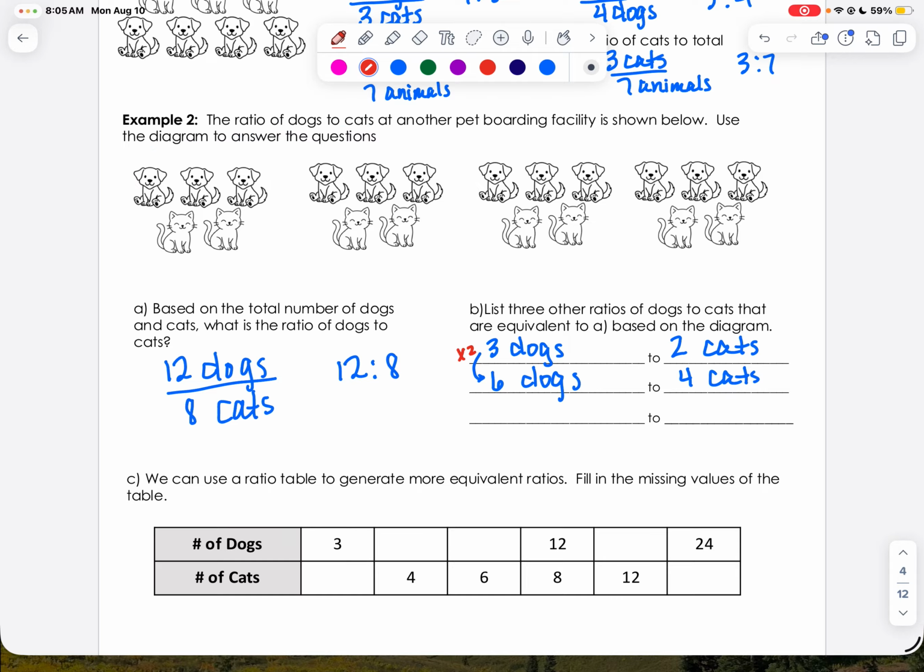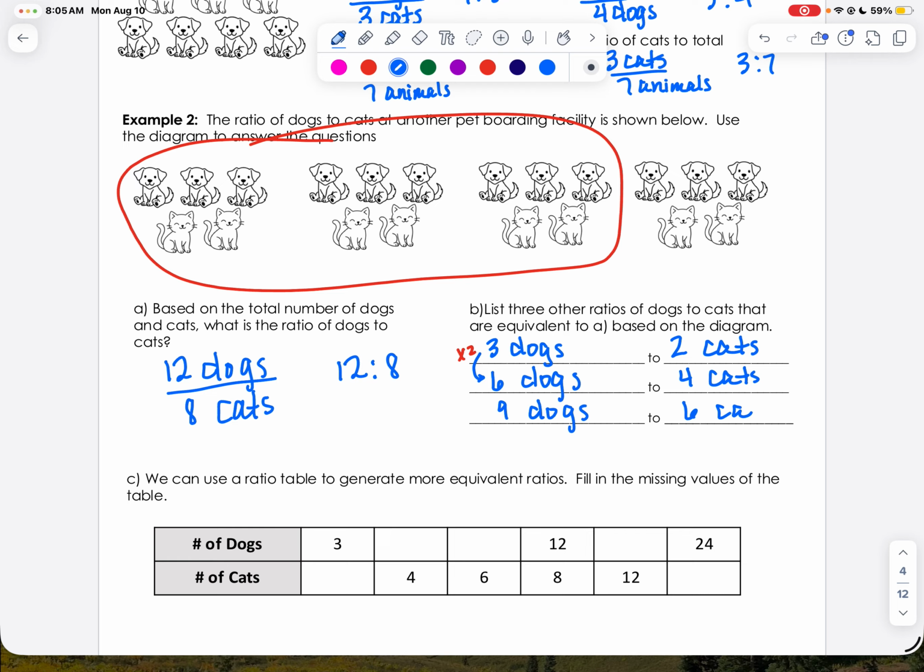Now we could also use an even bigger ratio. Let's see. Here we have 9 dogs to 6 cats. So that's our original ratio scaled up by a scale factor of 3. So 3 dogs became 9 dogs, 2 cats became 6 cats.